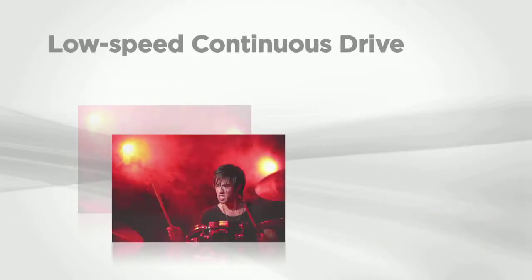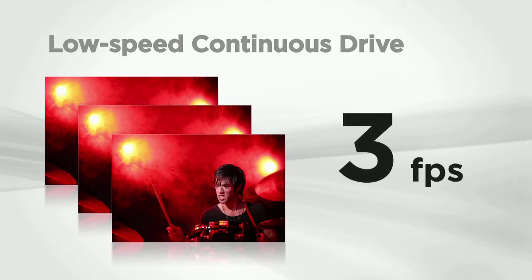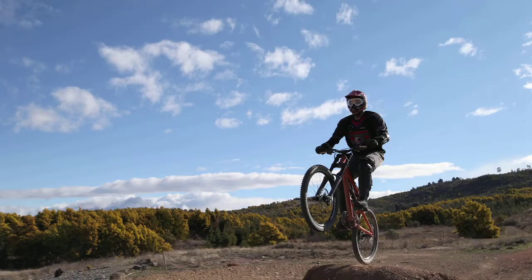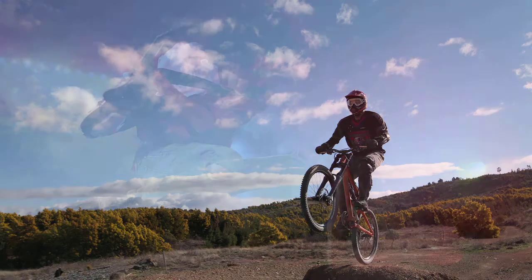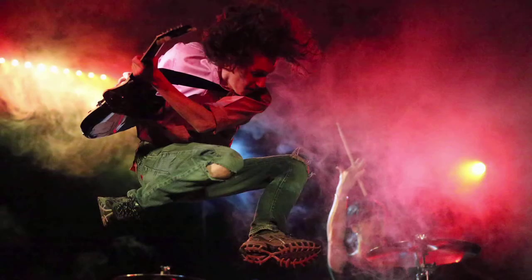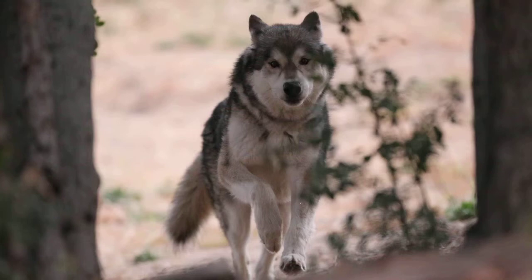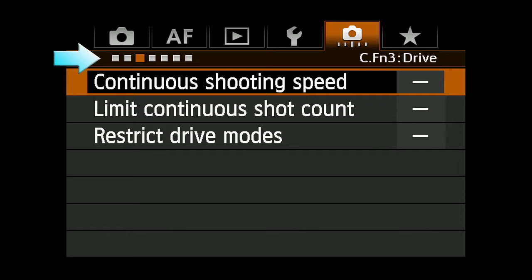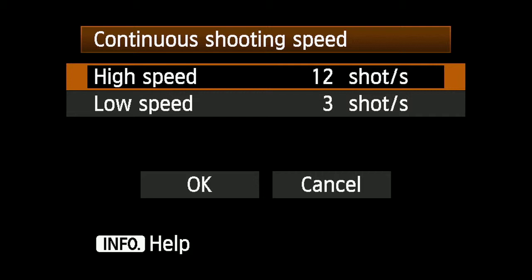Low-speed continuous drive, by default, shoots 3 frames per second, sufficient for many everyday action sequences, while preventing you from having to sort through hundreds of sequence photos afterwards. You can alter the settings for continuous drive speed, allowing you to designate the maximum rate of high-speed and low-speed continuous shooting. In the third Custom Functions menu, Continuous Shooting Speed allows you to assign the shots per second rate for high-speed and low-speed continuous shooting modes.